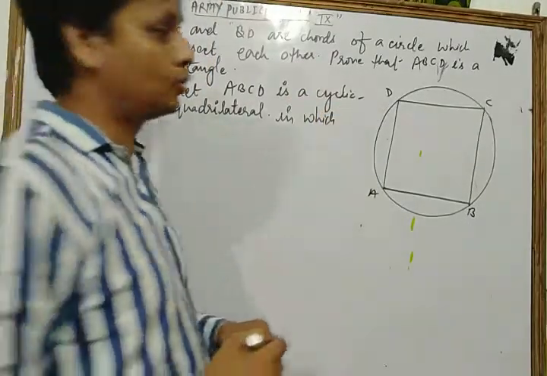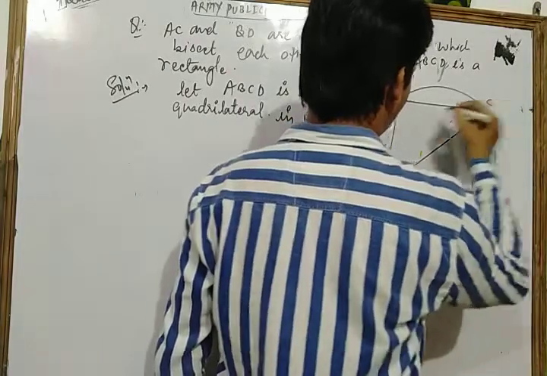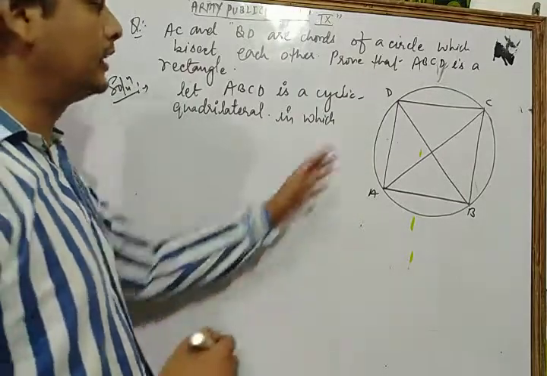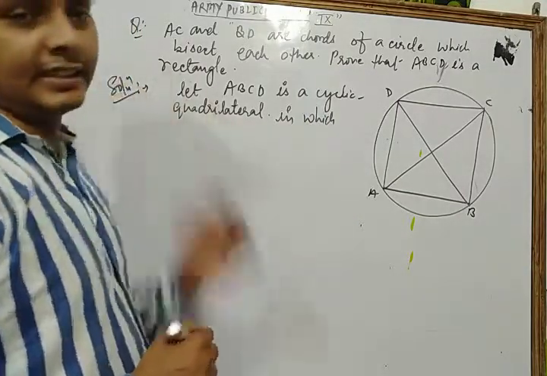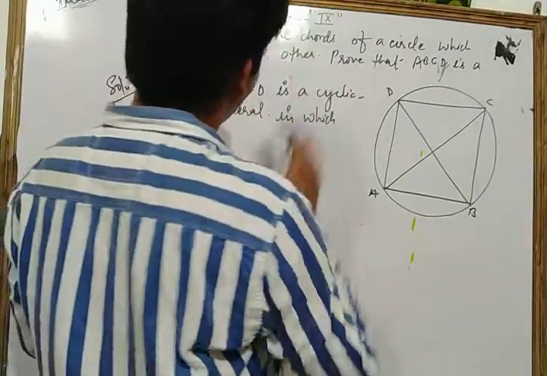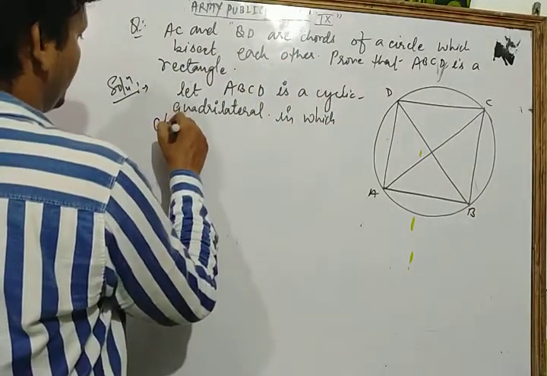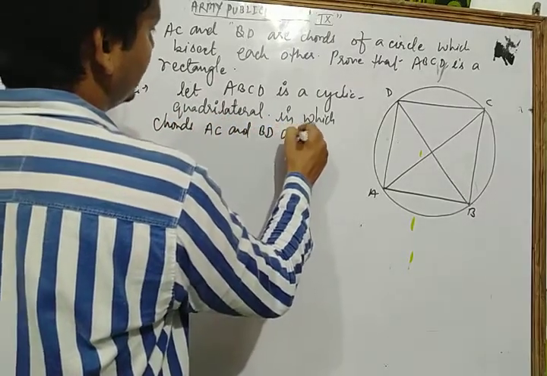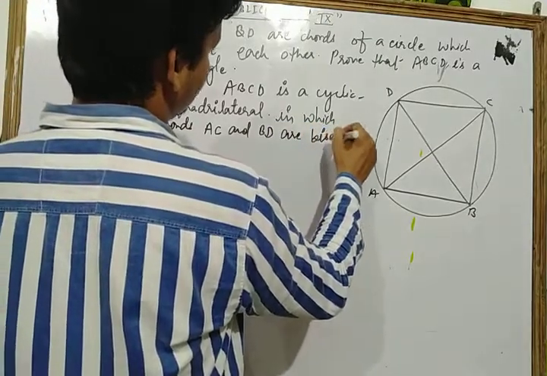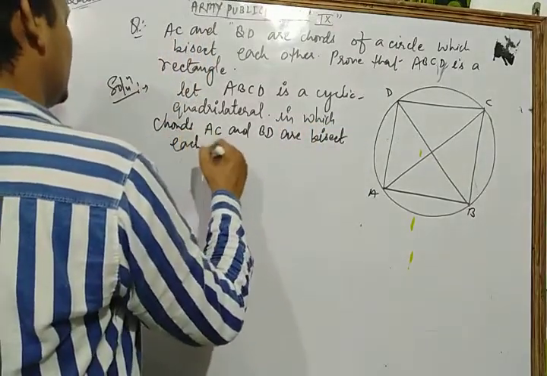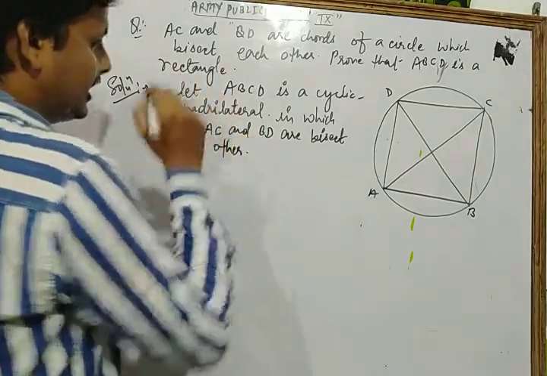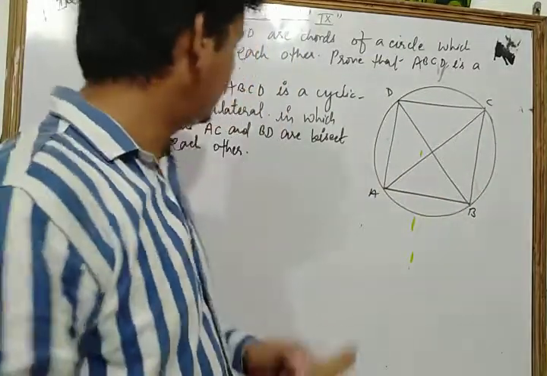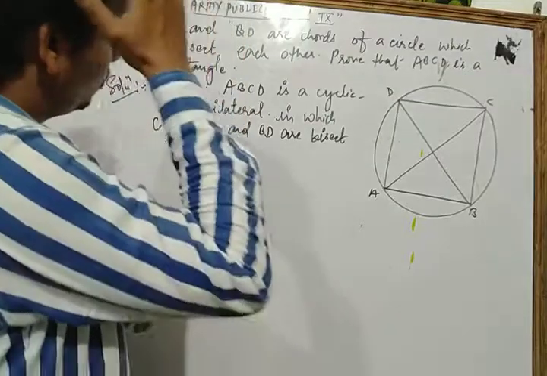AC and BD. So join, dear student, AC and BD are the chords of the circle, not passing through the center, which bisect each other. Here chords AC and BD bisect each other. Then what?